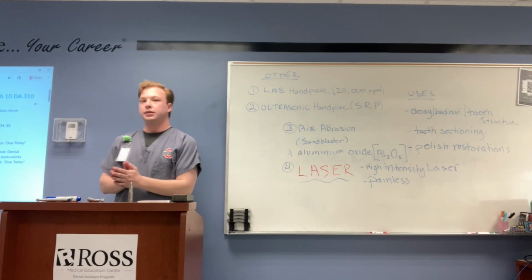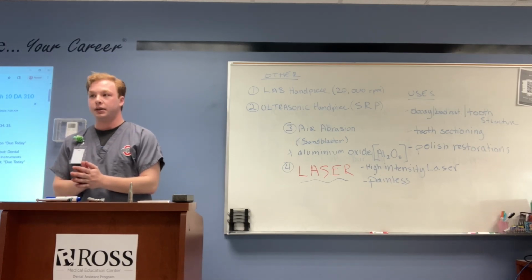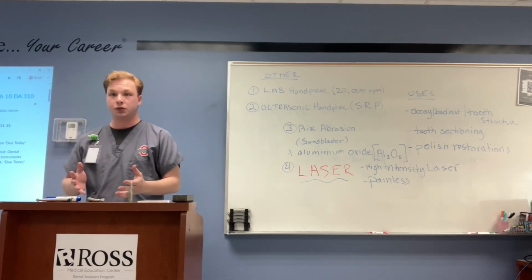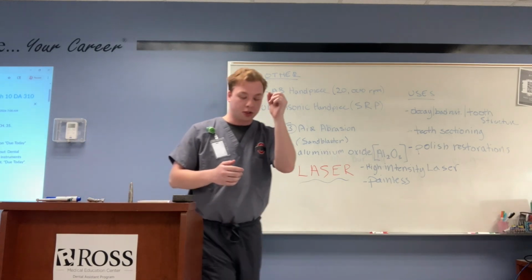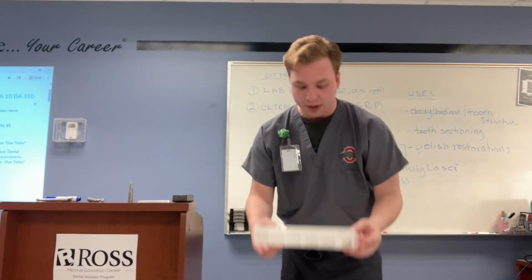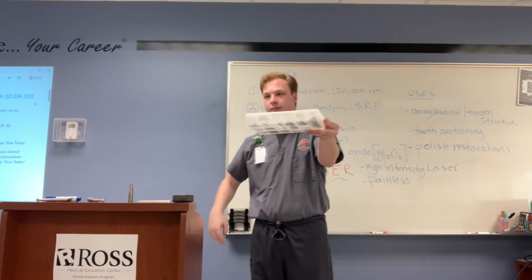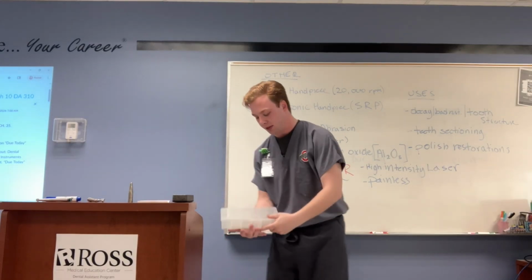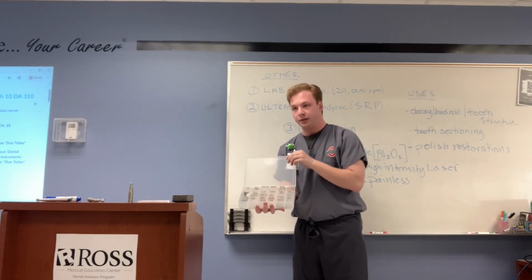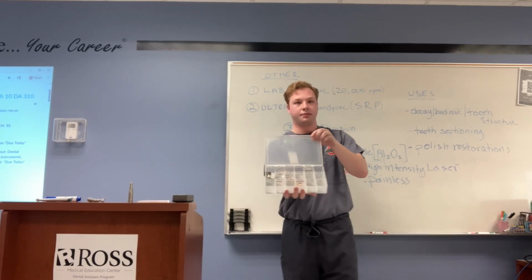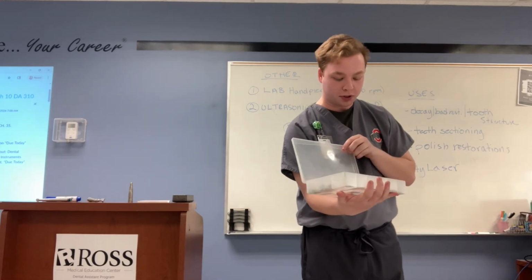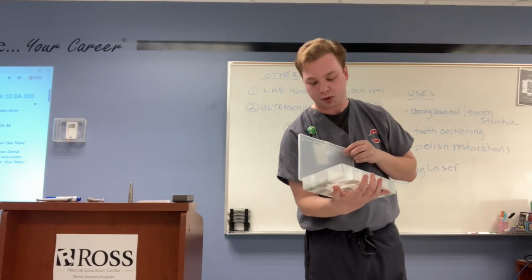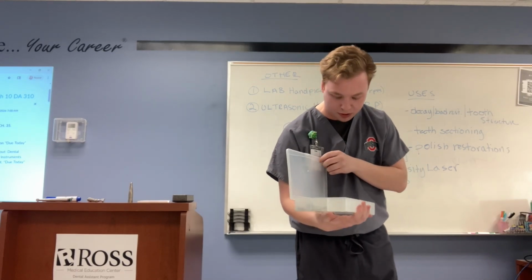Now, real quick, I want to talk about the rotary instruments, or the burs. So the actual little tiny things that you can put in. So these things right here. You keep them all in a box, and I'll be careful, but there's a lot of different burs we have. We've got gold burs, we have titanium burs, we have lab burs, we have different number of burs.